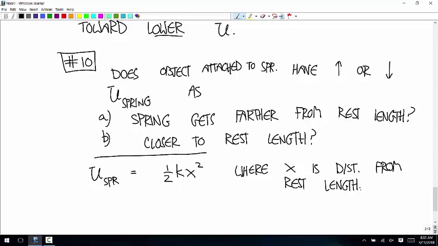Okay, so now think of what happens if you pull an object away from the spring's resting length and start it from rest. Where is that thing going to go if the only force is a spring force? It's going to go back towards the resting length, and actually it would get there going too fast, go past, and then you get oscillation. But that spring force is always pushing it towards lower spring potential energy.